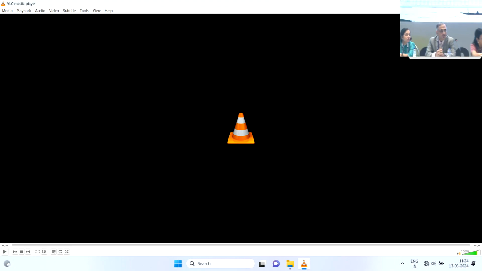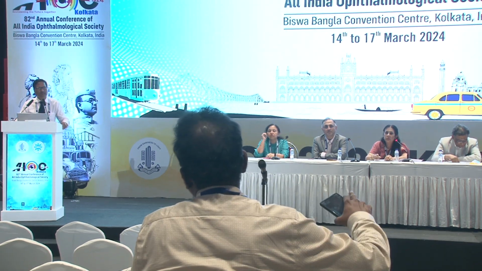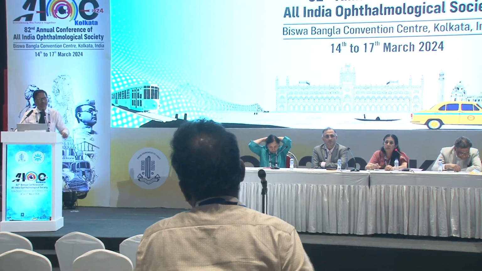Any retina person here? Yes. You are making two ports. So you can make one extra port and you can do a complete fluid air exchange, because if you're going to give a half an inch needle inside, it will not completely drain. So the posterior part of the vitreous cavity will still be having the blood. That will not be cleared, right? So it will not do a complete evacuation of blood from the vitreous cavity, this procedure.